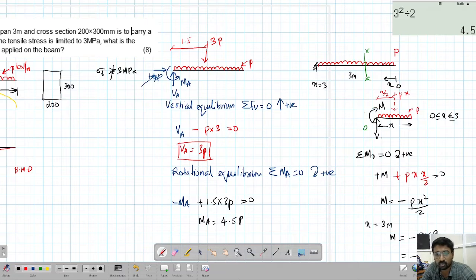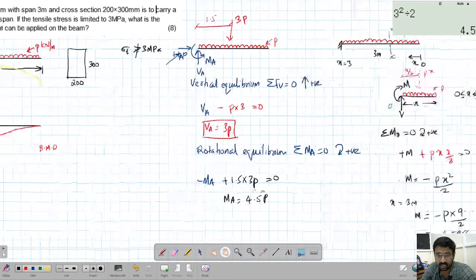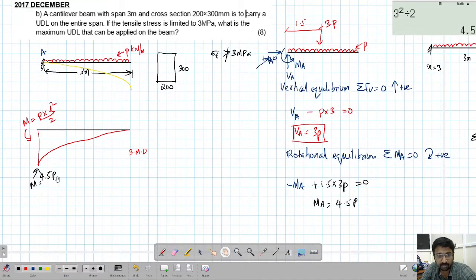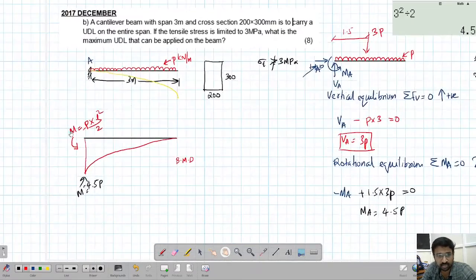Now you observe that if you do this method, you get the sign, though there is a little confusion with the sign. This moment is minus 4.5 P. I had written only the magnitude here; the actual value will be minus 4.5, and this also will be minus 4.5, because I have not considered the sagging consideration. The best way is this, but the fastest way is this. If you can remember this formula, it is the fastest way to solve this.